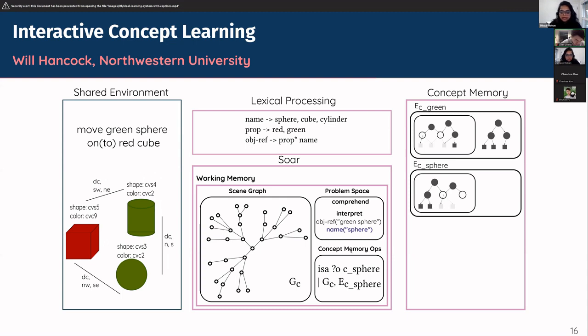So the system then makes a query to its concept memory, and it's saying, is there an object that is a sphere type object given what I'm seeing in my scene graph and the experiences that I have had with the concept sphere, right? So it's asking this question to its concept memory. It's saying, given this current graph and all the experience that I have corresponding to the concept green, can you assert green in this current situation, right? That's the query the system asks of its own concept memory.